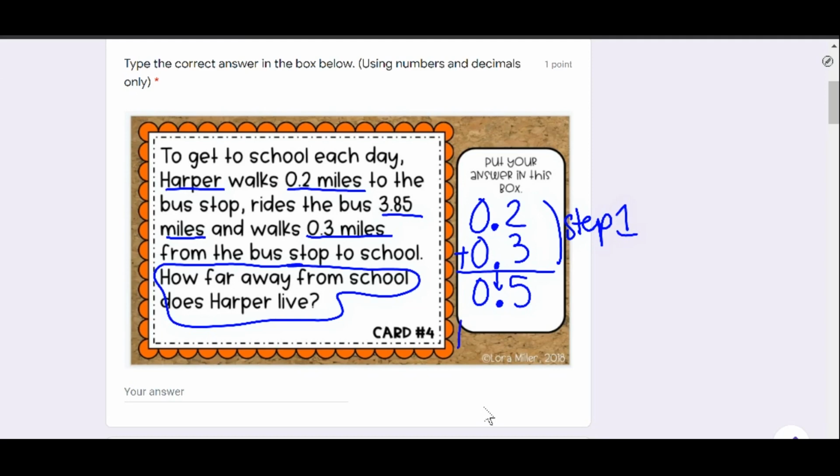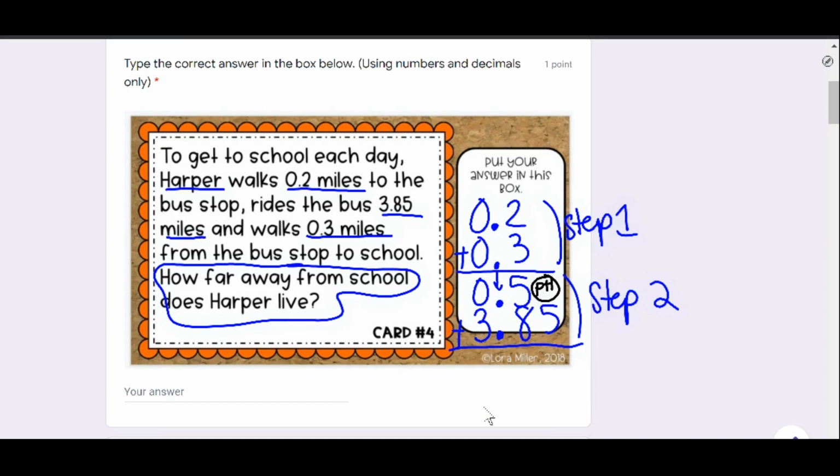Now let's do step 2, which is adding our 3.85. And this is step 2. Multi-step means that there's more than one step. All right, so I don't have anything in my hundredths place for my 0.5, so I'm going to put a 0 there, and I call these placeholders. That way we don't get confused.